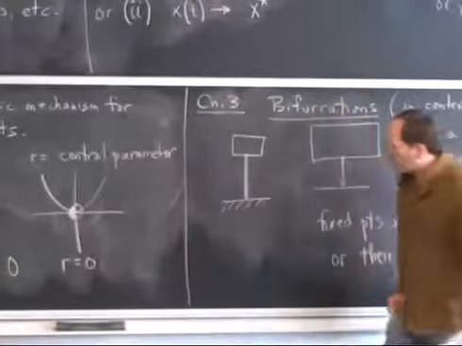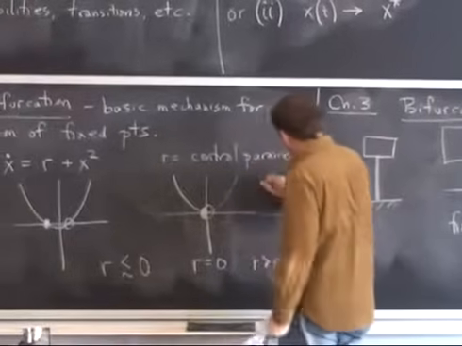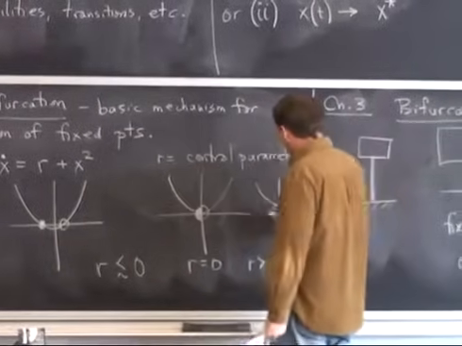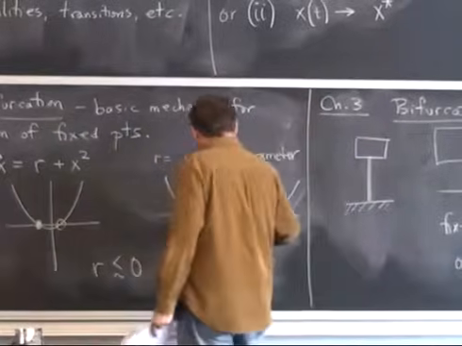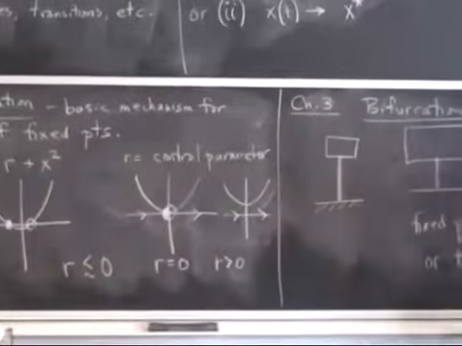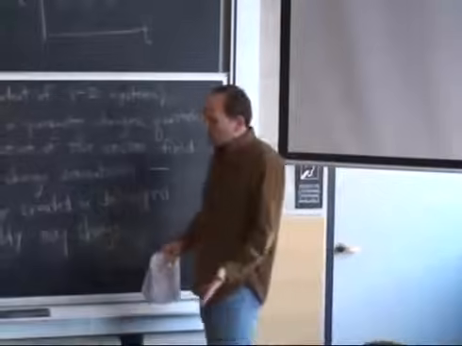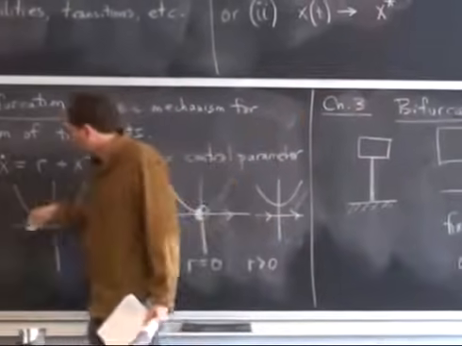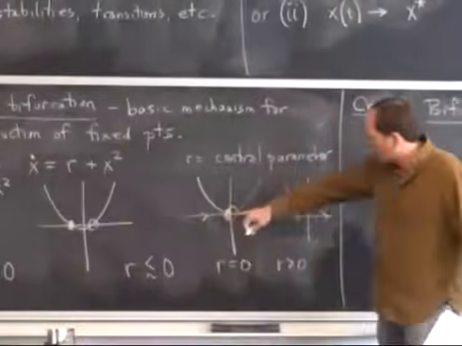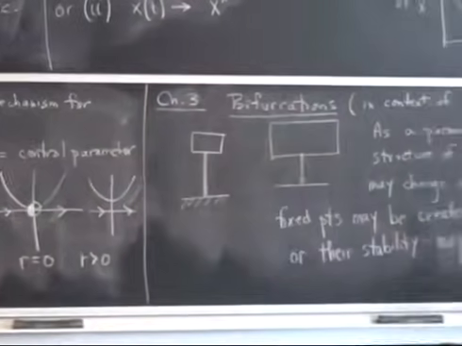And then finally, when r is greater than 0, well, now the parabola is above the axis and the flow is everywhere to the right. There are no fixed points. They're gone. So it's as if after the collision of the stable and unstable point, they have now annihilated each other and they're gone. And so we went from 2 fixed points to 1 of this weird hybrid type, and then 0. All by continuously changing r.